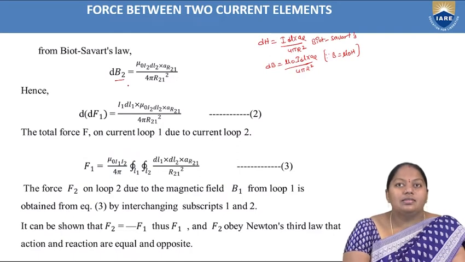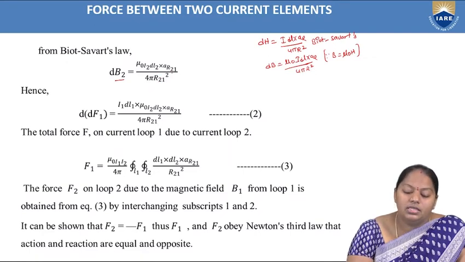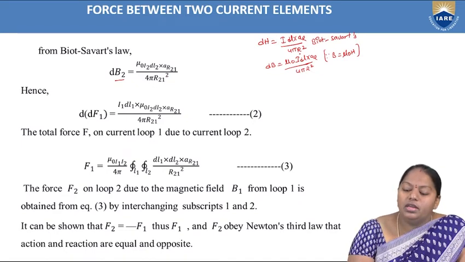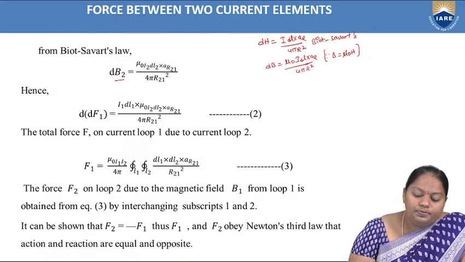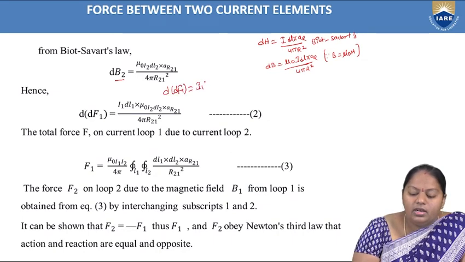So, it is related to the second current element. Hence, I2 dl2 is the second current element and the direction we are calculating is from 1 to 2. Hence, it is aR21 by 4 pi R21 square. So, in general, we have here aR by R. Now, aR21 to the R21. So, dB2 equal to mu naught I2 dl2 into aR21 by 4 pi R21 square. Right? So, d of dF1 equal to, in the previous equation, d of dF1 is equal to I1 dl1 into dB2.